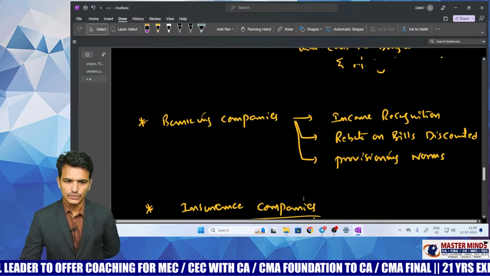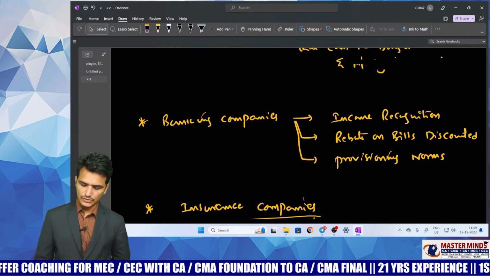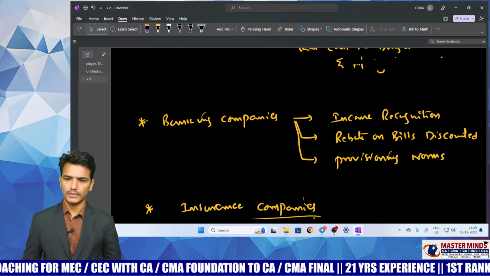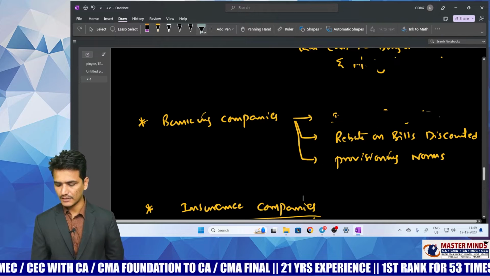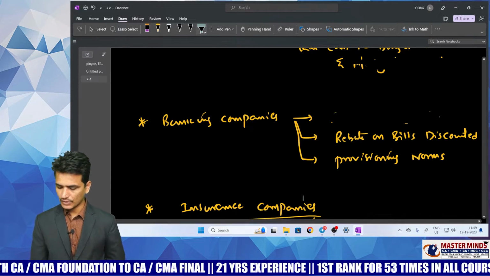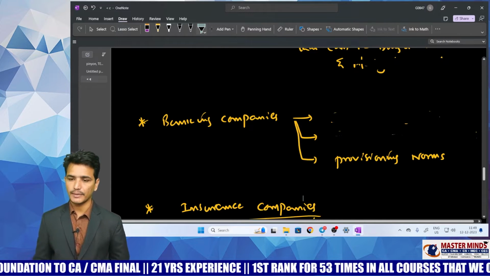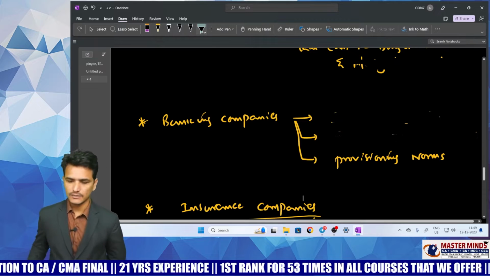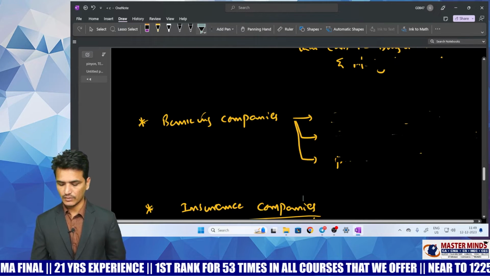Next, coming to the next chapter, that is banking companies. In case of banking companies, the following areas are required to be covered. First, go through the problems based on income recognition, how a bank should recognize its income. Next, the problems covering the concept of rebate on bills discounted. And next, provisioning norms, what are the percentages we have to apply in case of performing and non-performing assets.